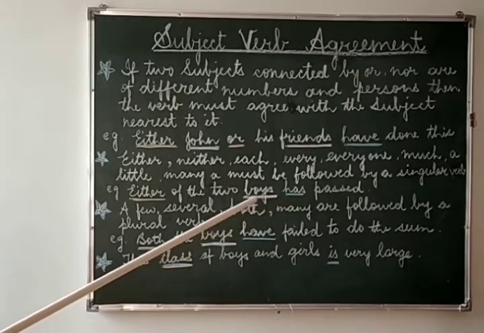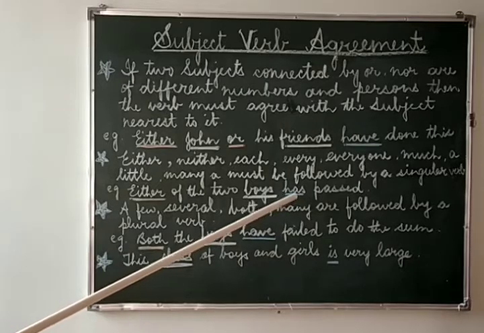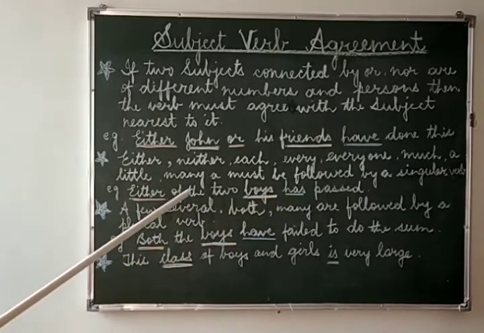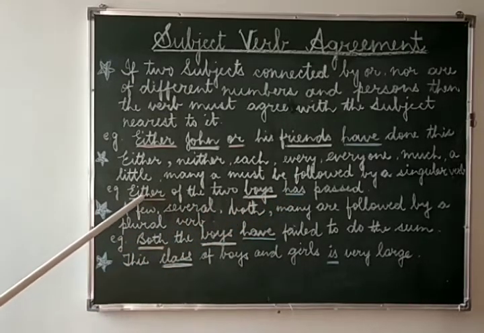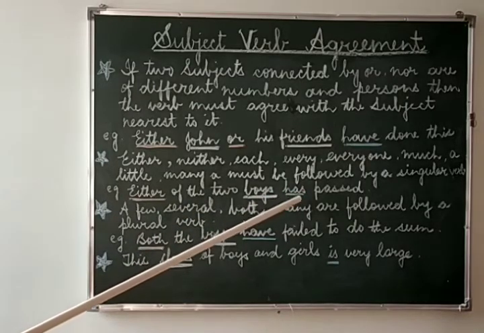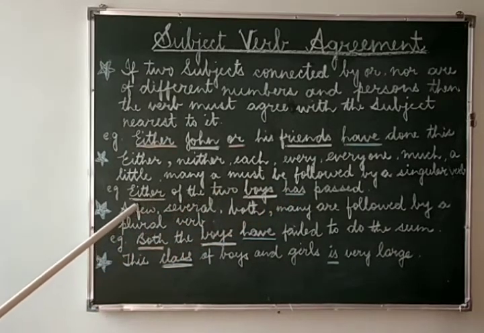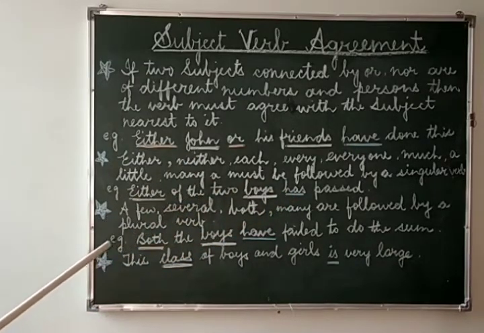Don't get confused because here it is boys, so it has to be plural over here. No, because it has either of the two boys. Either is there. Means among the two boys, one has passed. So therefore, here the verb also must be singular because either refers to singular subject.